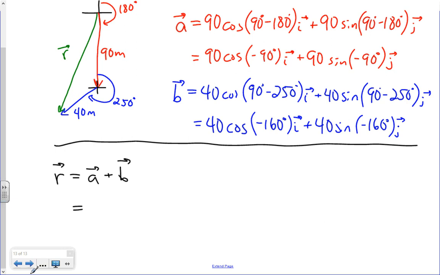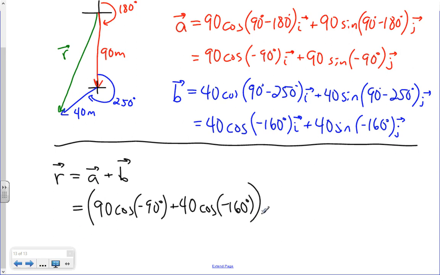And again, the way you sum those up is you take the i parts and add those together, and then you take the j parts and add those together. So that's what we're going to do. I've got 90 times the cosine of negative 90 plus the 40 times the cosine of negative 160.